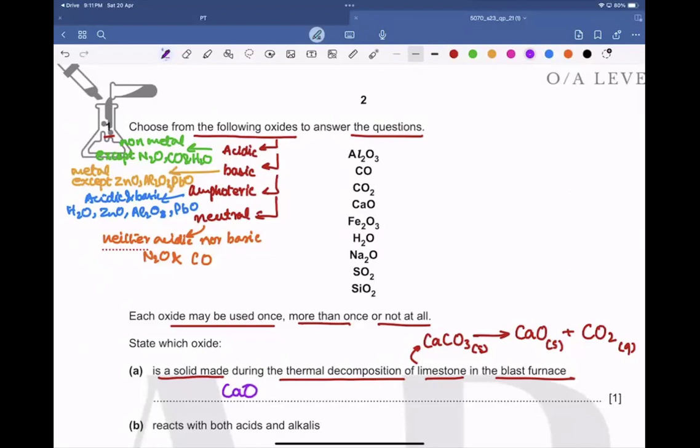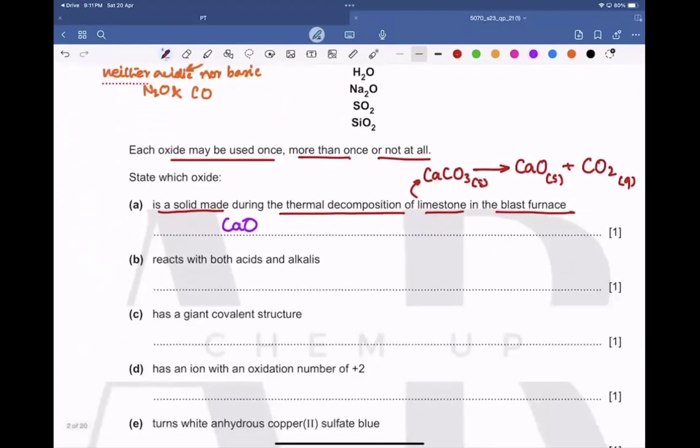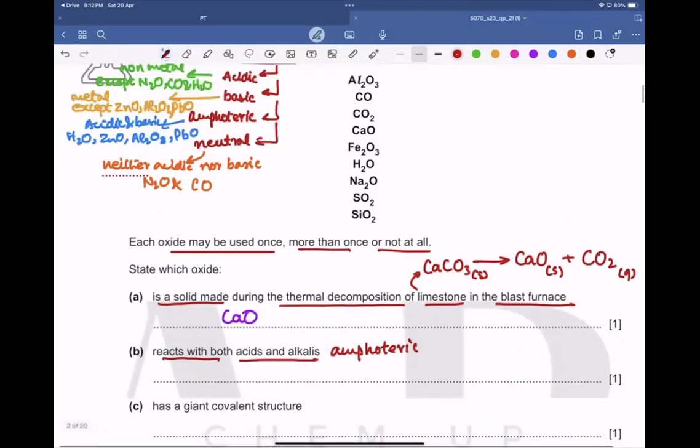Fe2O3 could not be the answer because Fe2O3 is the oxide already present in the ore, and we have to extract the iron from that ore; it is not formed during the blast furnace extraction. Is this clear? Reacts with both acids and alkalis, it means it's an amphoteric one, and we have just discussed that there are four amphoteric ones. So we are going to write aluminium oxide, the first one.